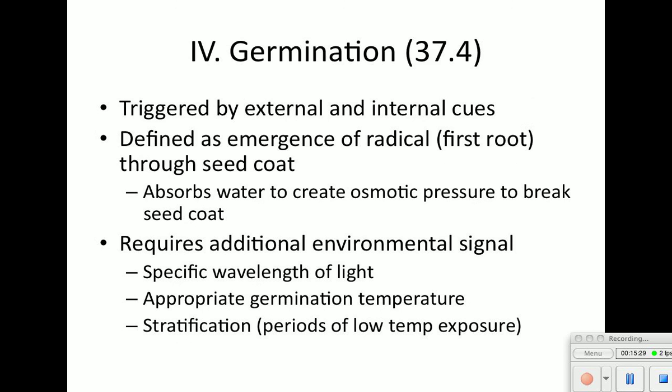All right, germination. So germination can be triggered by external and internal cues. And how we classify germination is when the first root goes through the seed coat. And how that happens is you need water, and you need sunlight, and you need the right temperatures. And so the seed coat will absorb water. It creates this osmotic pressure to break the seed coat, and then the root can emerge. Other environmental signals include light, temperature, and stratification, periods of low temperature exposure.